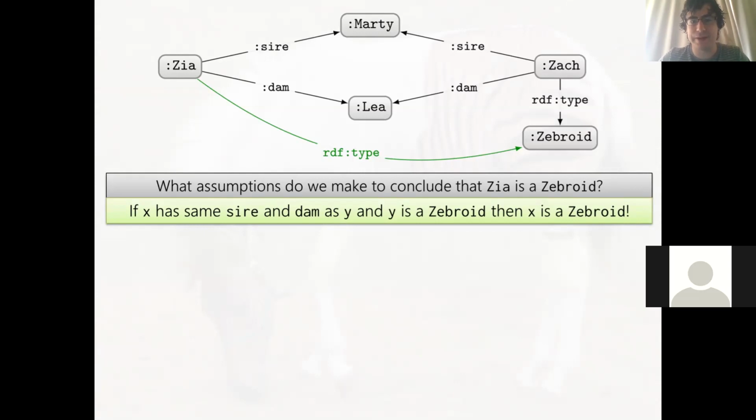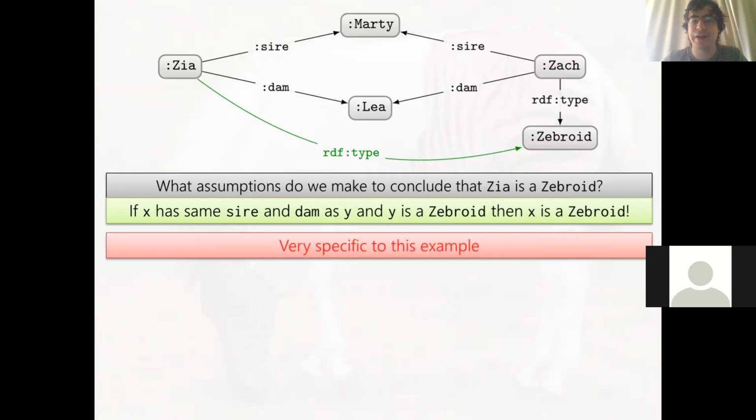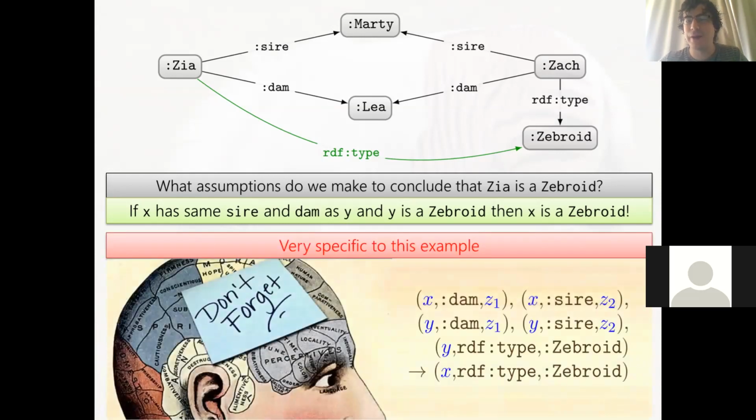So if we know that these two share the same parents, and this one is a zebroid, but I don't think we ever learned that rule. Okay, so I don't think that's what we're doing. I don't think we came to this conclusion because we remembered this complex rule at some stage. Maybe we could generalize and say, okay, if they both have the same parents, then they're both of the same species. But I don't think we're ever taught that rule either. It's not that we remember that rule.